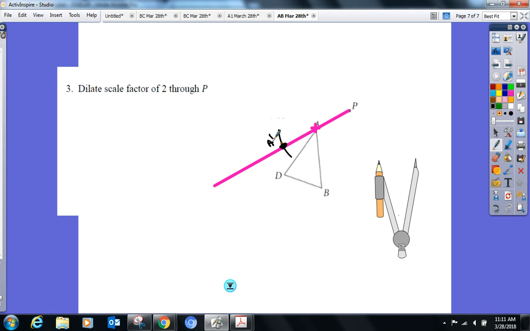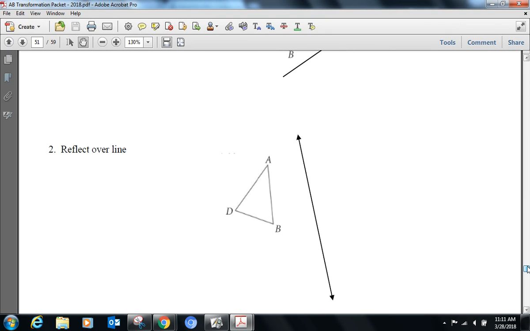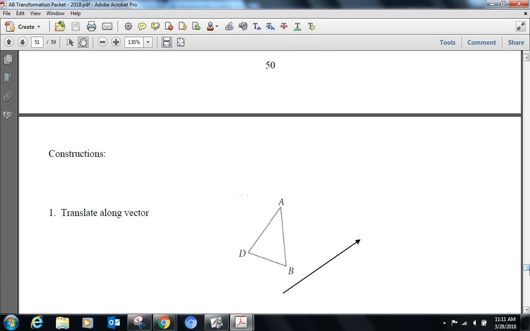Amy? Everyone all right here? I'm just going to do a point here because if I want to answer everyone's questions, that's all I have time for here. So here you go. Translate it along the vector.